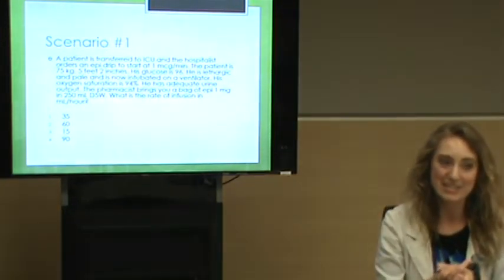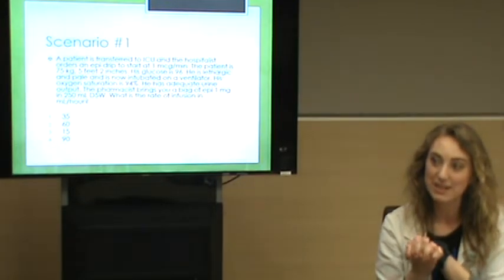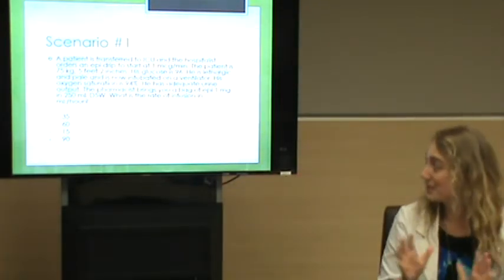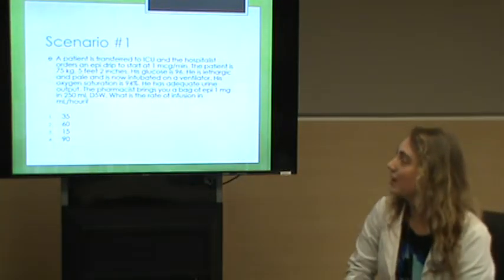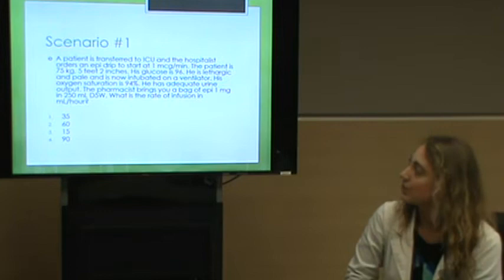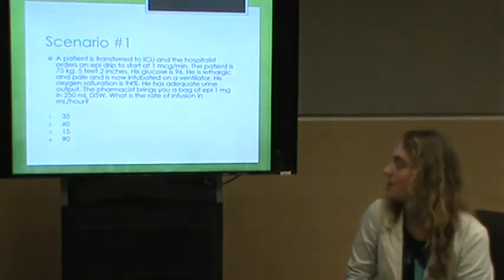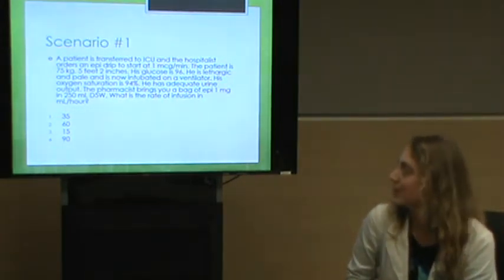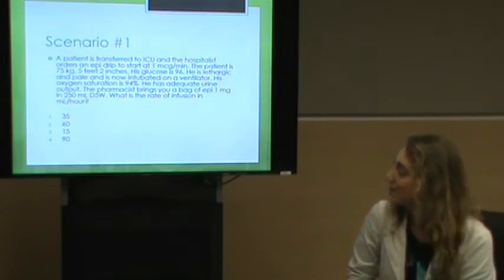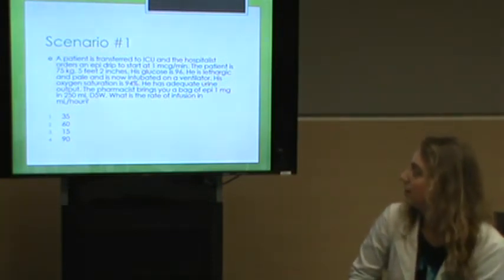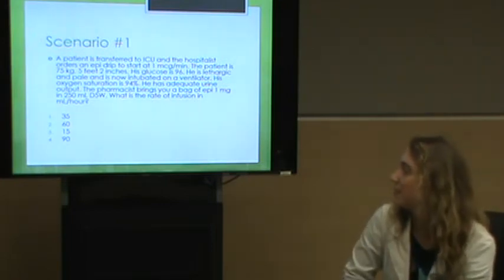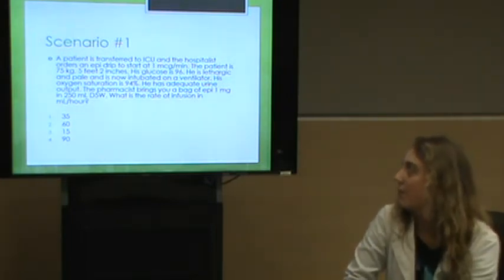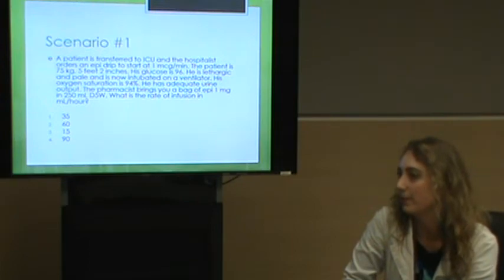All right, now we get a fun one. Because in the ICU setting, you would check your math with another person, we're going to go through this math question, and you can check your answer with somebody else and see if you get the same one. The patient's transferred to ICU. The physician orders an epi drip to start at 1 mic per minute. The patient is 75 kilograms, 5 feet 2 inches. His glucose is 96. He's lethargic and pale, now intubated on a ventilator. His oxygen saturation is 94%. He has adequate urine output. And the pharmacist, I bring you a bag of epi 1 milligram in 250 mLs of D5. What is your rate of infusion in mLs per hour?